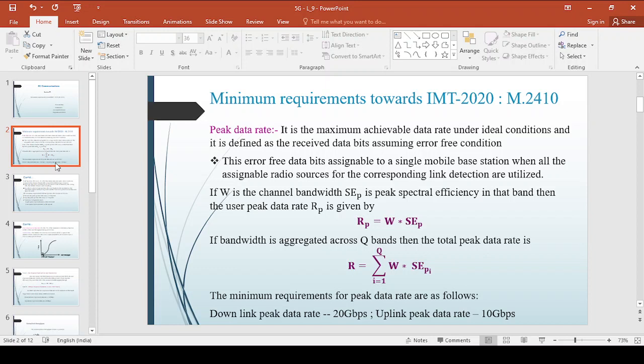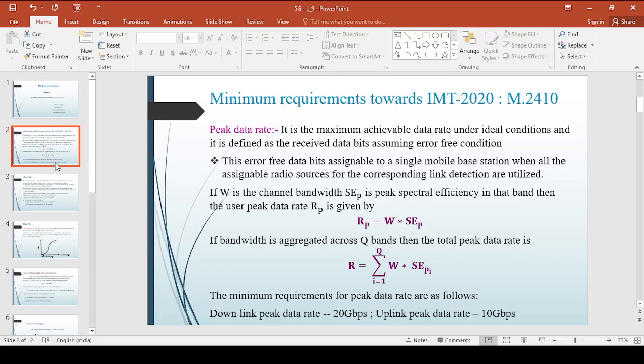Right. Now coming to the first requirement, here we have peak data rate. Now what is the peak data rate? It is nothing but the maximum achievable data rate under ideal conditions, and it is defined as the received data bits assuming error free condition. That means the transmitter is transmitting the data and the receiver is receiving the data, and these data bits are received by the receiver without any error. Assuming error free condition means that the receiver will receive the data bits transmitted by the transmitter without any error, right?